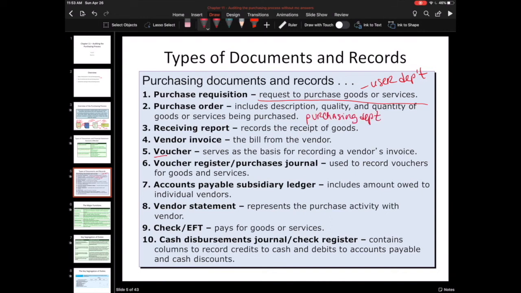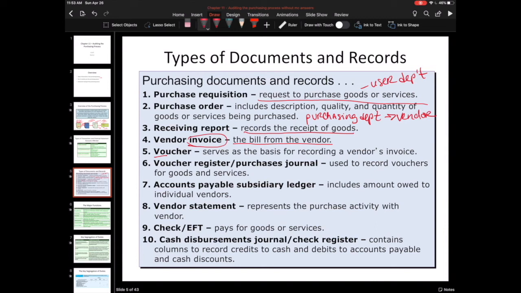It'll include the description, quantity, and quality of goods, right? And then they are going to be sending the PO actually out to the vendor, external to the firm. Then the receiving report will document the receipt of goods. And then the vendor invoice is just the bill from the vendor. So in the sales process, we talked about the invoice too. And this is another good check.